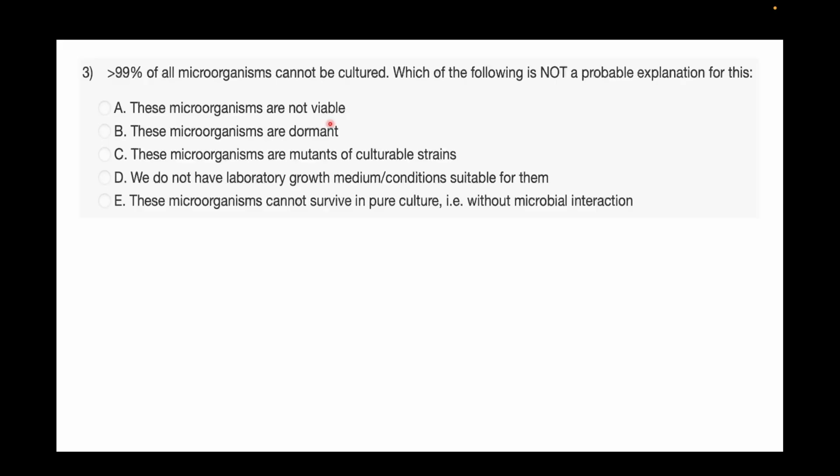The question is asking which of the following is not a probable explanation for this. For what? For greater than 99% of microbes cannot be cultured. Okay. So the correct answer to this question is option C. Option C is not a probable explanation for this. Microorganisms are mutants of culturable strains, so they cannot be cultured. So this is not the reason why greater than 99% of all microbes cannot be cultured. So I think Saida is correct this time.